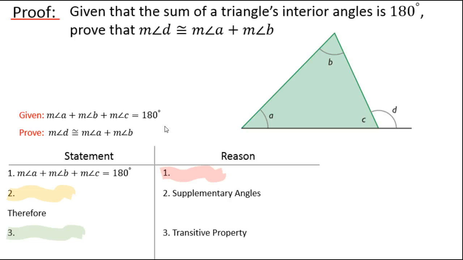Here we have another proof. This time, it says given that the sum of a triangle's interior angles is 180 degrees. So we just proved that the sum of all of these angles is 180 degrees. We need to prove that the measure of angle D, this one out here, is congruent to the sum of the measures of angle A plus B. So my given information is my interior sum theorem: angle A plus B plus C is equal to 180. And we have to show that this exterior angle is equal to the sum of A and B.